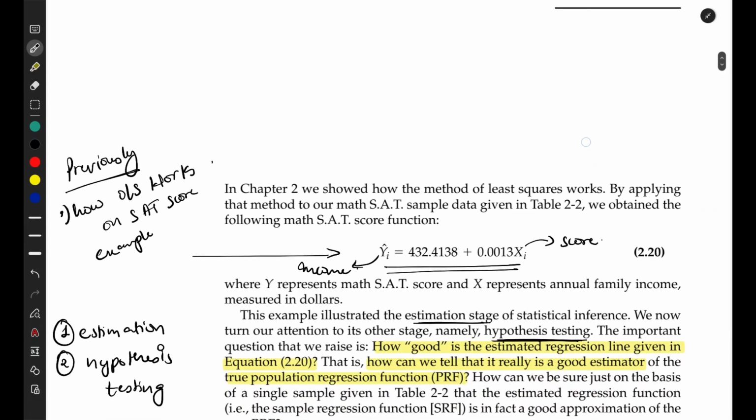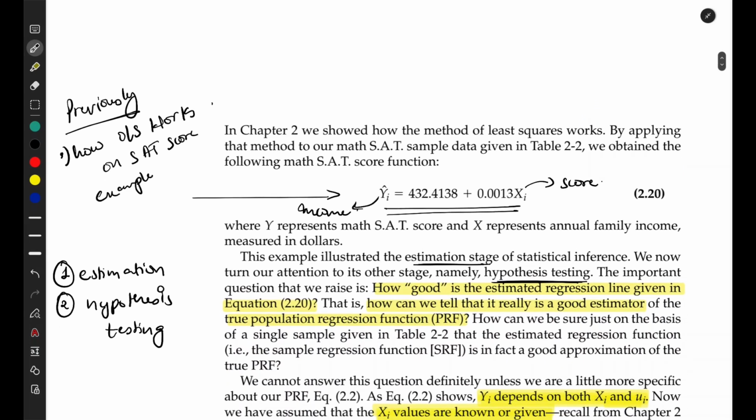What we did in the previous video is how the ordinary least squares method works, and we did an example of the SAT score. From that OLS, we found the equation of this SAT score example regression. From that video we remember that our yi hat was our income and our xi was our score. In the last video we talked about the OLS method.